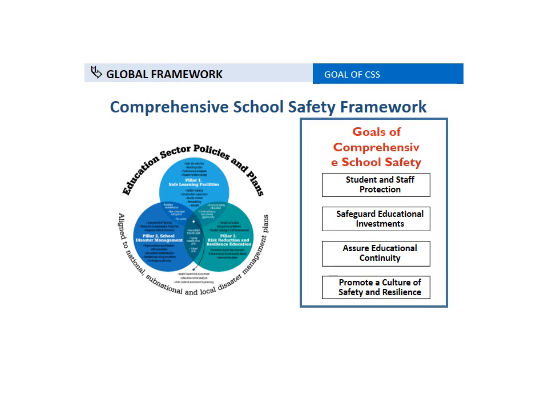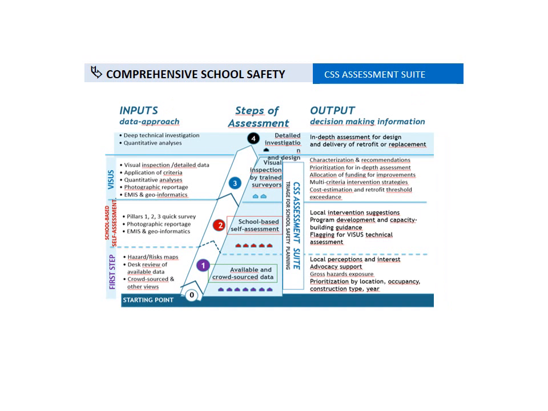We have developed a kind of assessment suite, which looks at different steps. The first step is crowdsourcing, in terms of getting information about schools and how safe they are from the point of view of students and teachers. The second is a school-based self-assessment, a tool that schools can use to do their own assessment based on pillars 1, 2, and 3. And the third tool is VISUS, which is a more detailed inspection of school facilities, with a science-based approach.